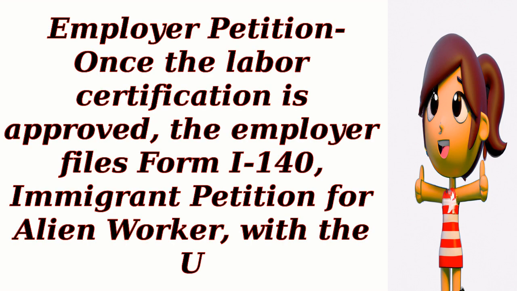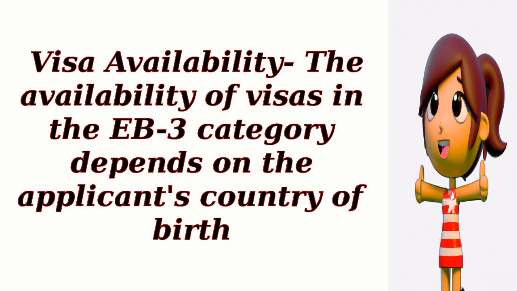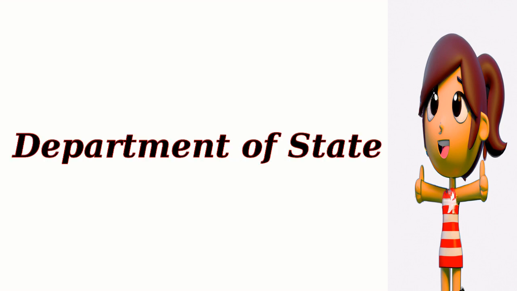Employer petition. Once the labor certification is approved, the employer files Form I-140, Immigrant Petition for Alien Worker, with the U.S. Citizenship and Immigration Services, USCIS, to establish that the job offer and the foreign national's qualifications meet the requirements. Visa availability. The availability of visas in the EB-3 category depends on the applicant's country of birth. Visa availability is determined by the visa bulletin published monthly by the U.S. Department of State.